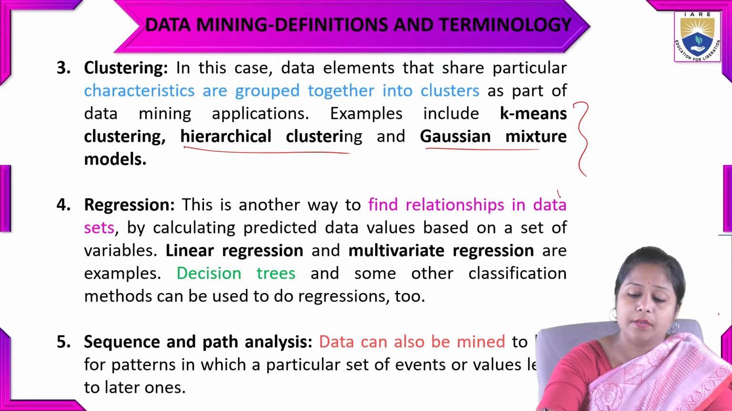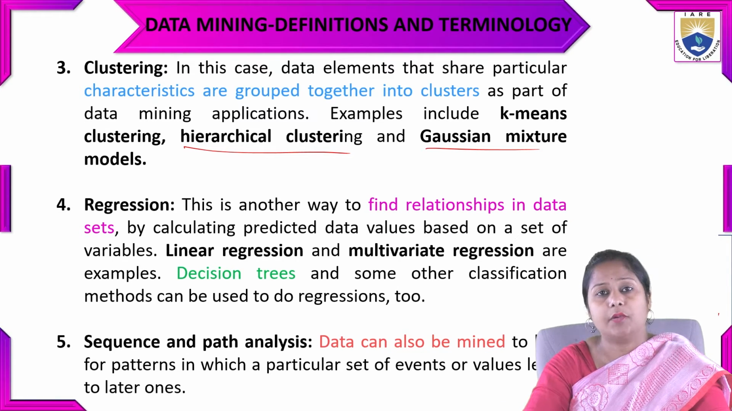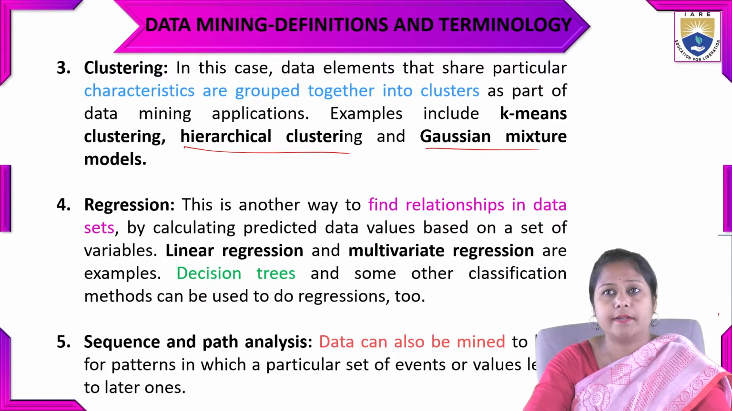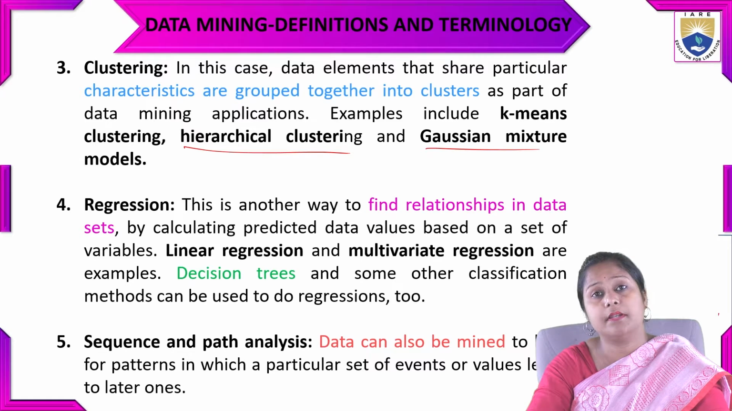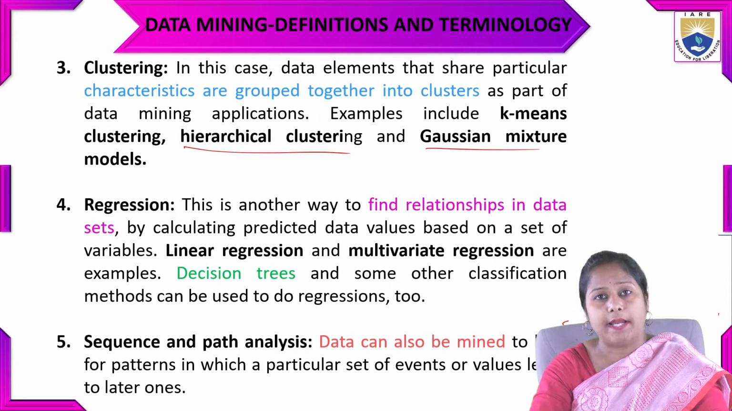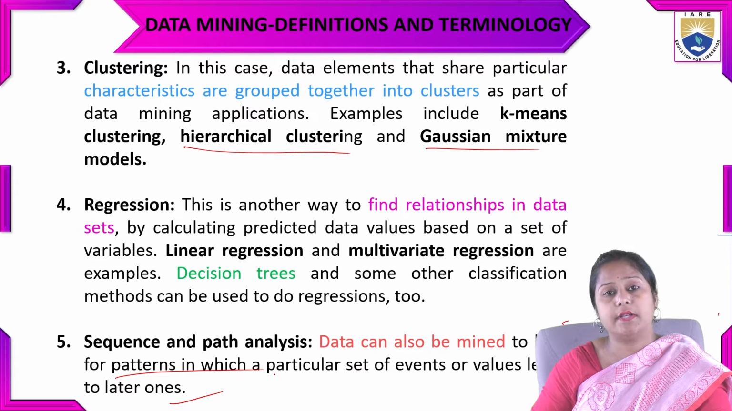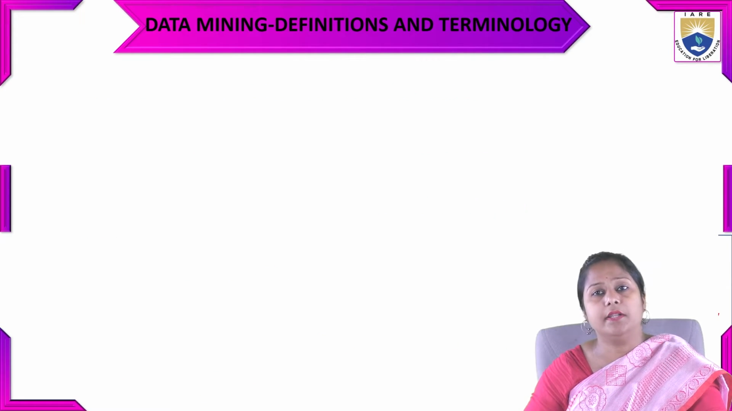Fourth is regression. This is another way to find out the relationship in data sets by calculating the predicted data value based on a set of variables. Particularly, linear regression and multivariate regression are examples of regression. Decision tree and some other classification methods can also use the regression method. Fifth is sequence and path analysis. The data can also be mined to look for patterns in which a particular set of events or values leads to a later one. For that, the sequence and path analysis technique is used.